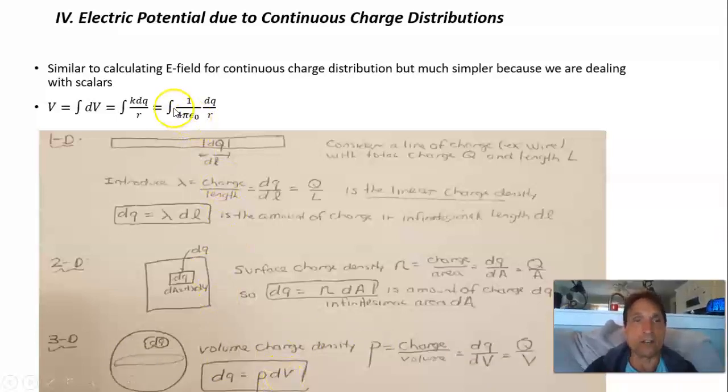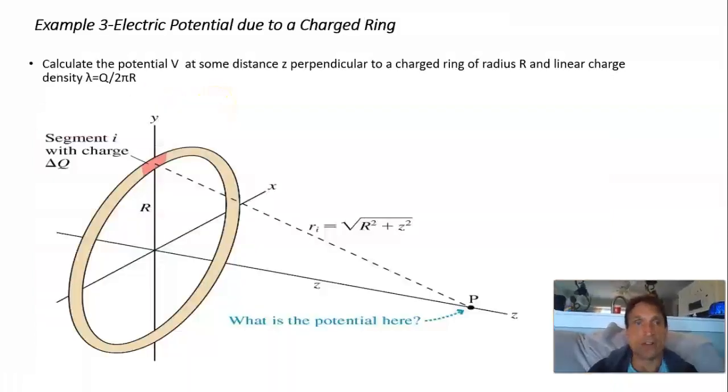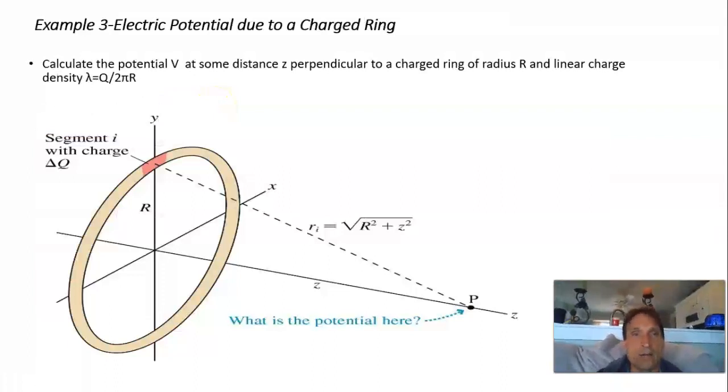Okay, and in 3D this would be a triple integral. In 2D this would be a double integral over the area, and in one dimension it's a single integral over the length. So let's do an example here where the integral isn't too bad.